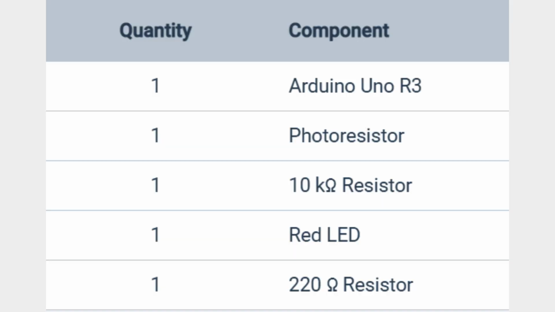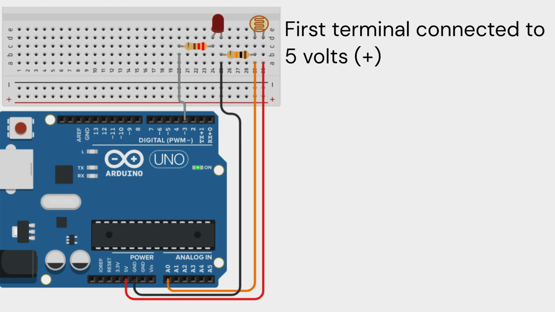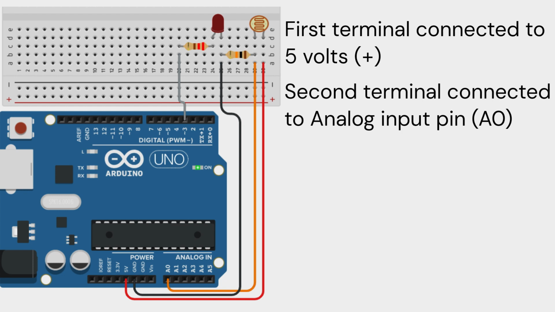For this connection you will need 1 Arduino Uno R3 microcontroller, 1 photoresistor, 1 red LED, 1 10k ohm resistor, 1 220 ohm resistor. Here, we can see that the first terminal of the LDR is connected to 5 volts, and the second terminal is connected to the analog input pin, A0.